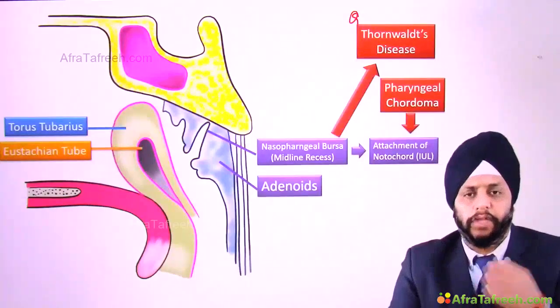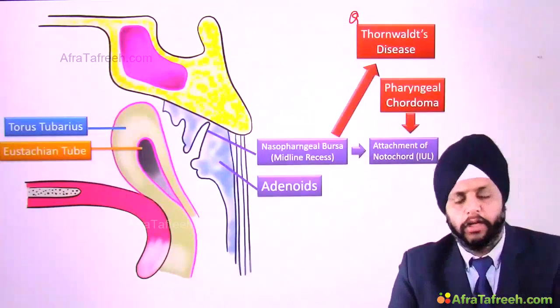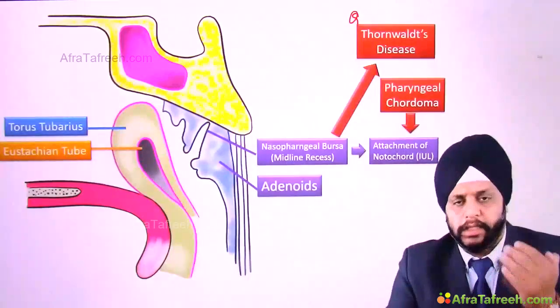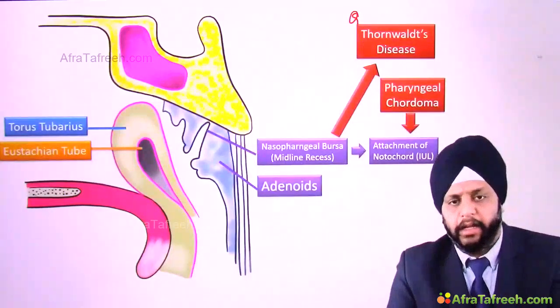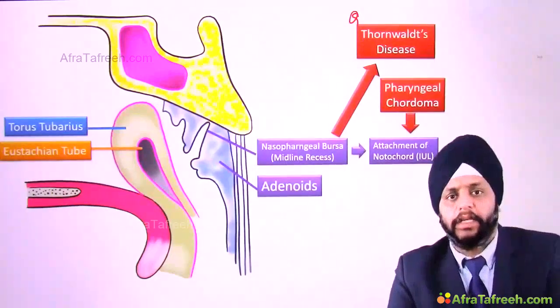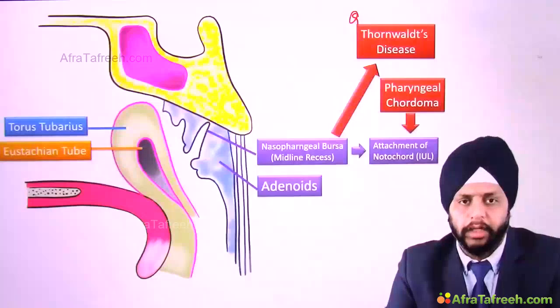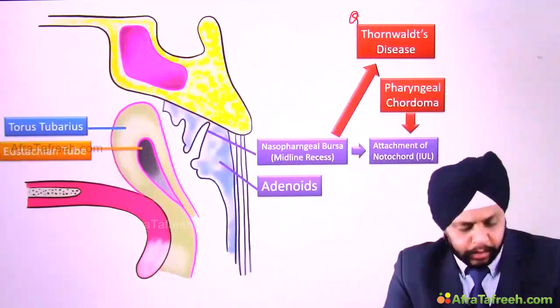So this question has been asked both ways. Pharyngeal chordoma arises from, answer is nasopharyngeal bursa. But if I say in reverse, nasopharyngeal bursa gives rise to, then your answer has to be Thornwaldt's disease, right?